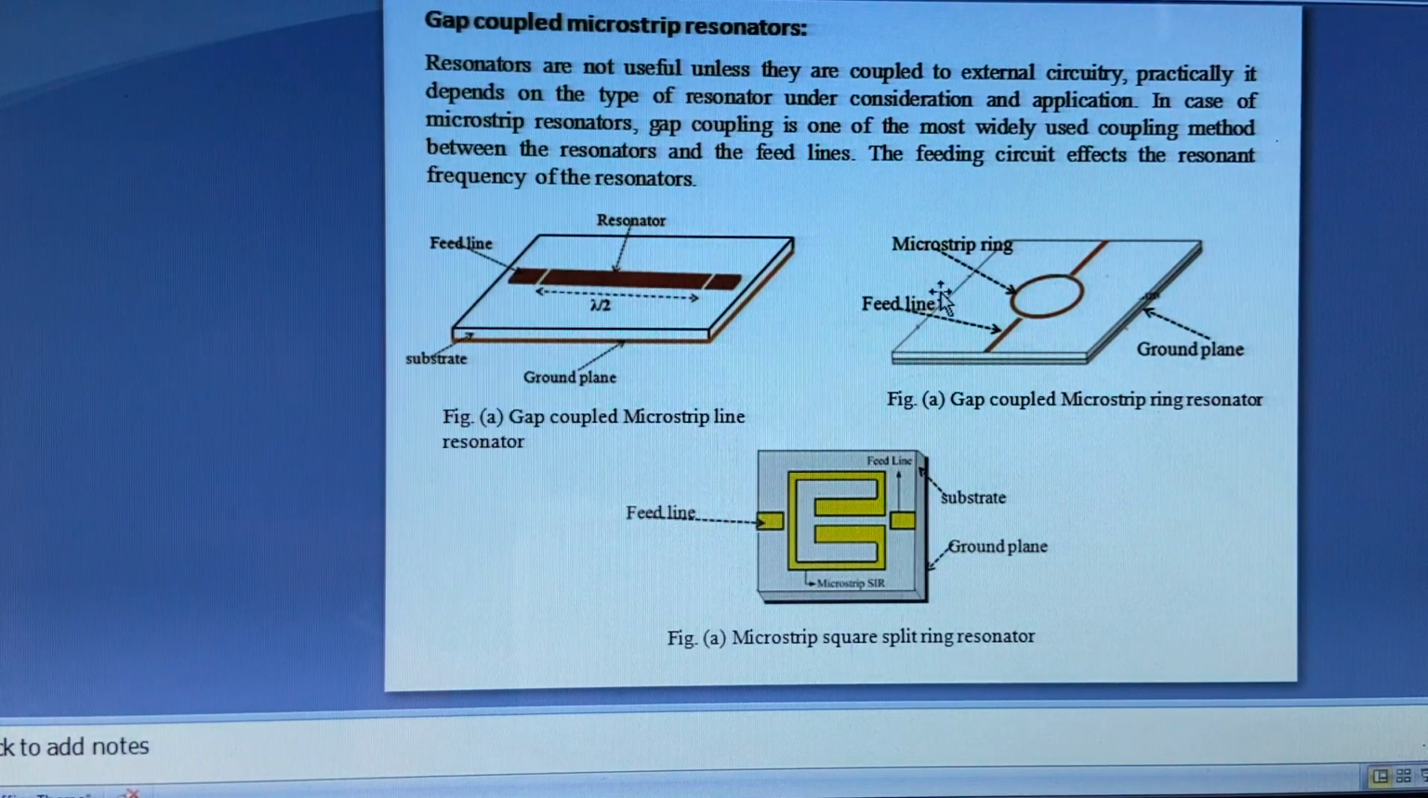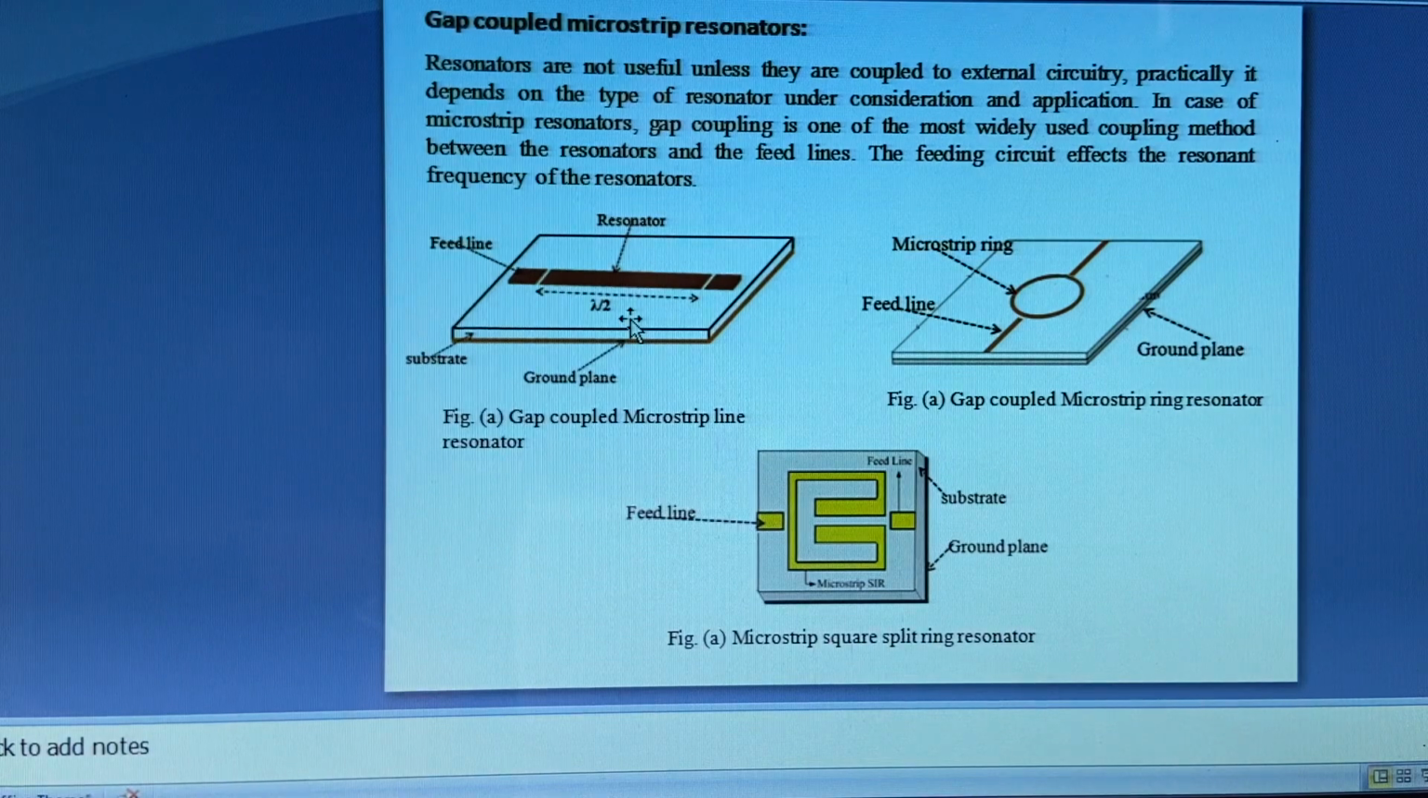In these three microstrip resonators, the structure for feeding is similar. There is a feed line, and that feed line is coupled to the resonator through a small gap. Similarly here, this is the resonator and this is a feed line, and in between there is a small gap. Through this feed line and small gap, energy is coupled to the resonator circuits. We cannot connect our excitation source directly to circuitry like resonator circuits.